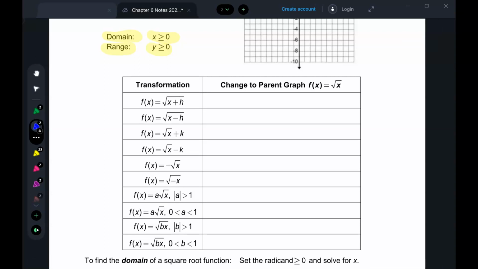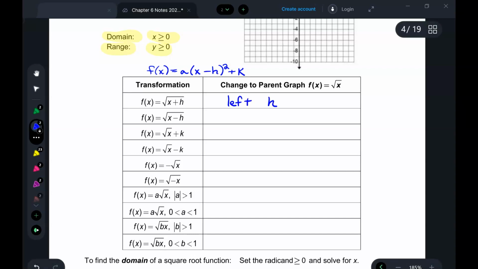Okay, so let's look at the rules for transformations of the parent graph. What happens when we add something under the radical? Is it going to move it up, down, left, right, a reflection? What do you think? Remember when we did parabolas, this is our parabola vertex form. So if it's x minus h, what does h do? It moves it left or right. If it's x plus h, it would go left h units.